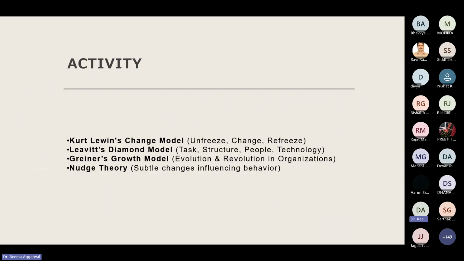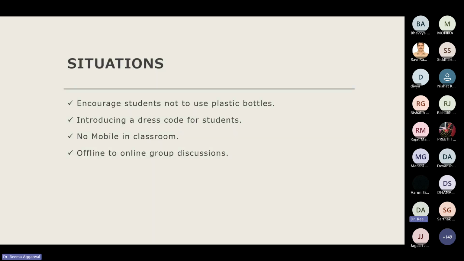To understand each model, we will be doing one very basic activity so that you understand how this model works. For that, I have kept a few situations. Let's take the first situation. It says, encourage students not to use plastic bottles. So you have to bring a change in your campus where you are encouraging students not to use plastic bottles. Second is introducing a dress code for MBA students. And third is no mobile in classroom.